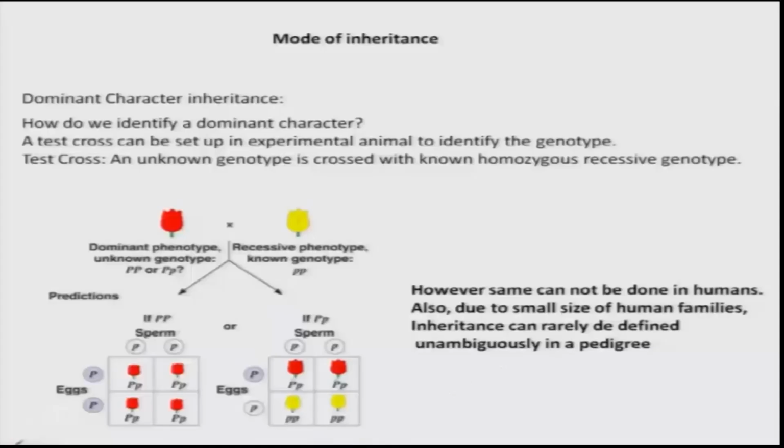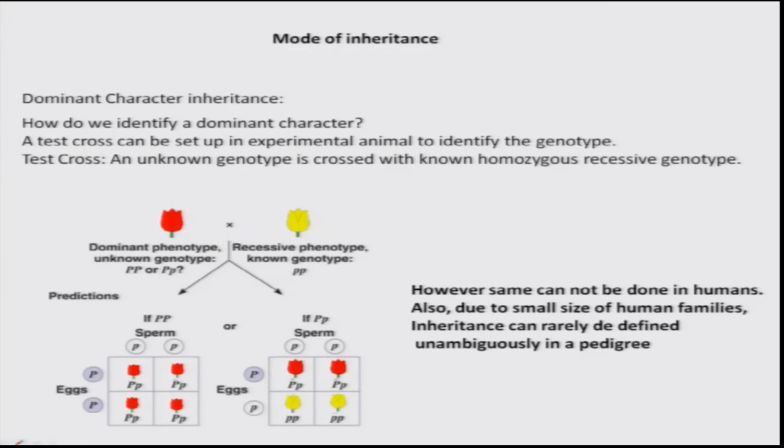And for example, what is shown here is the flower color. Let us assume that the orange or red color of the flower is dominant over the yellow, and we can pretty much test whether the dominant phenotype that you see, the orange color, is because of a particular genotype.